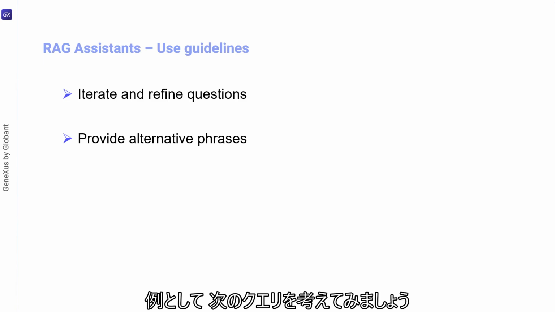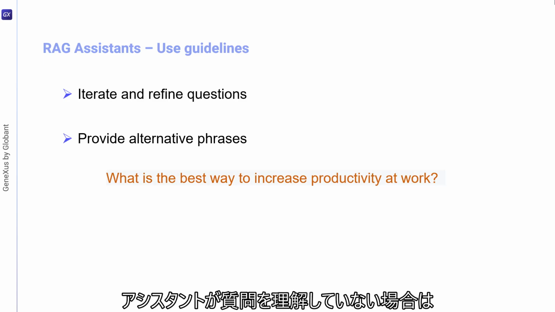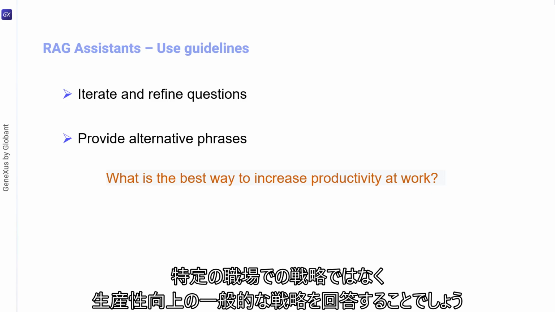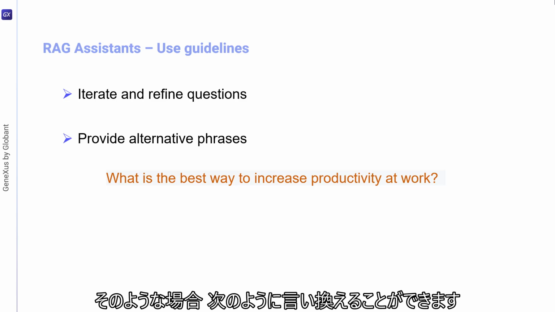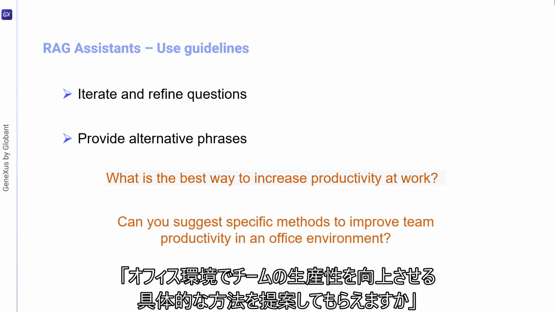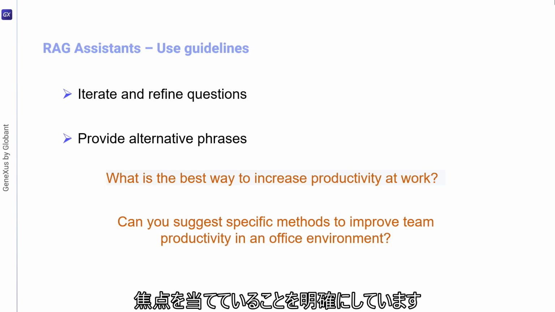Let's look at the following query as an example. What's the best way to increase productivity at work? If the assistant doesn't understand the question, it could answer with general productivity strategies rather than specific workplace strategies. It can then be rephrased as follows. Can you suggest specific methods for improving team productivity in an office environment? This rephrasing clarifies that the focus is on team productivity in a professional environment, not on individual productivity tips.